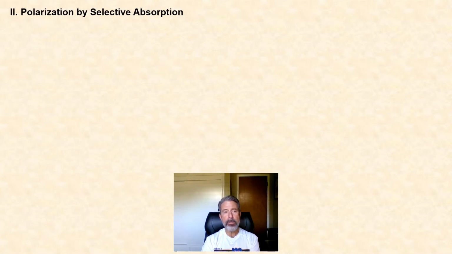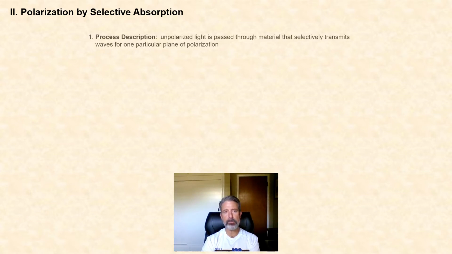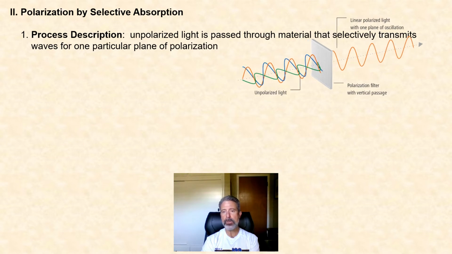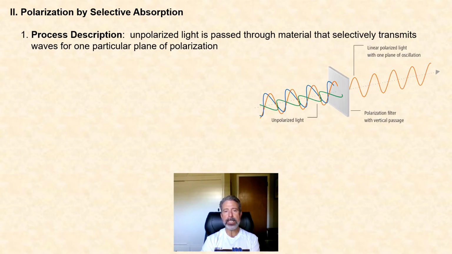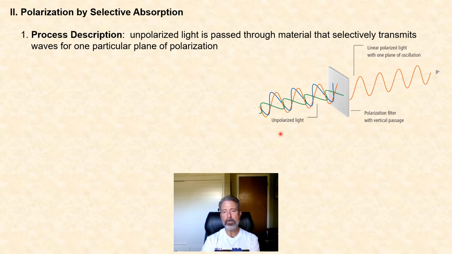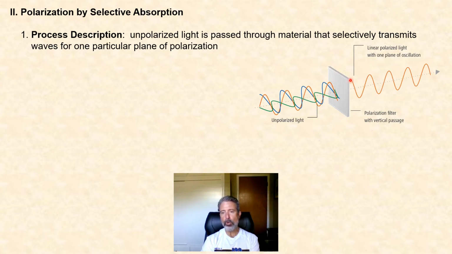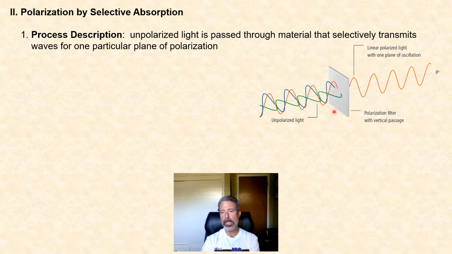So the first method of polarization that we'll talk about today is what we call polarization by selective absorption. In this process, unpolarized light is passed through a material, a piece of Polaroid material, that selectively transmits waves for one particular plane of polarization. This simulation nicely illustrates what's going on. You'll see here that unpolarized light enters this piece of Polaroid material from the left.